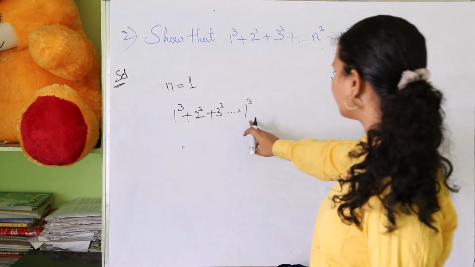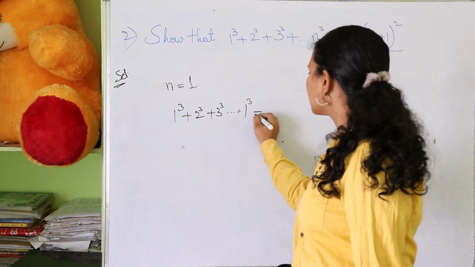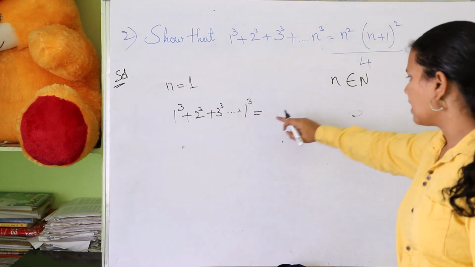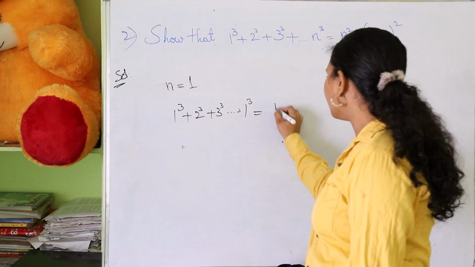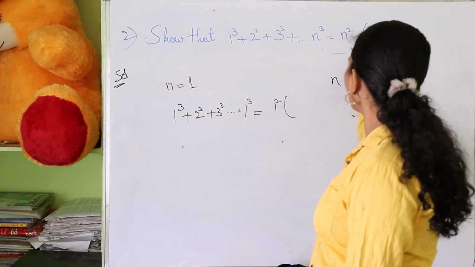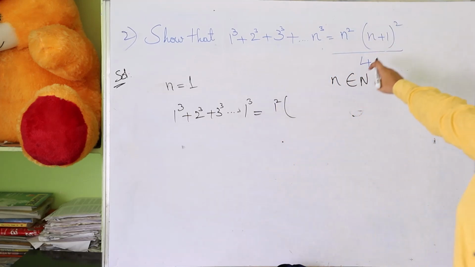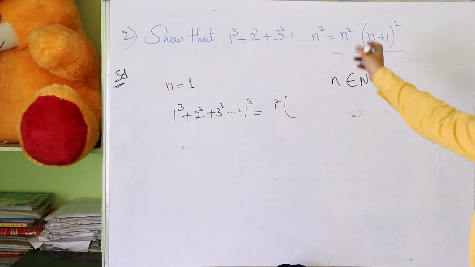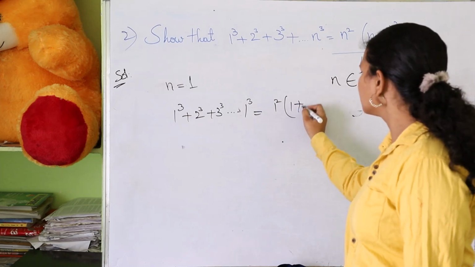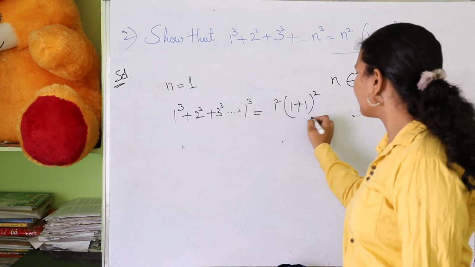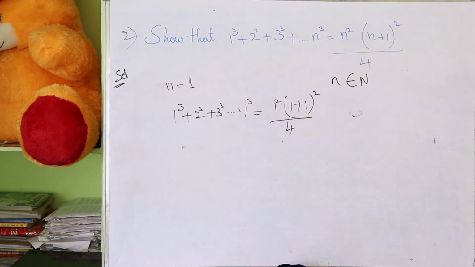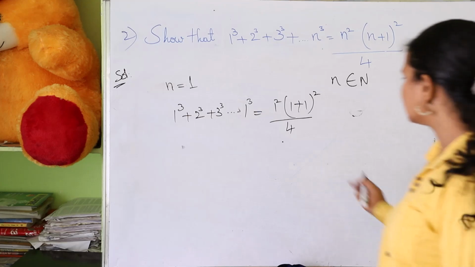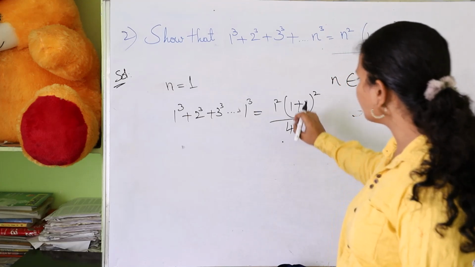This equals n square into (n plus 1) whole square by 4, where instead of n, you write 1. So 1 square into (1 plus 1) whole square by 4. This is the given one, guys, that we got.